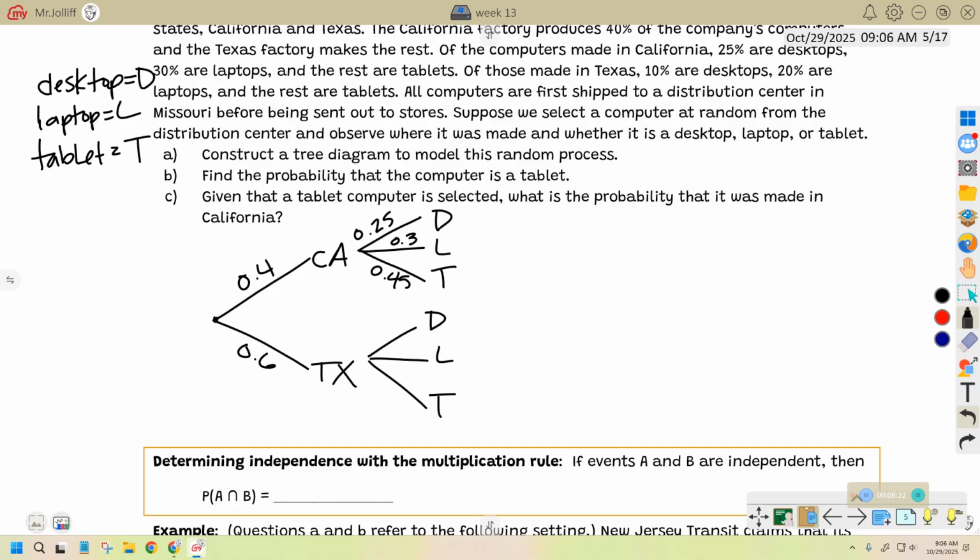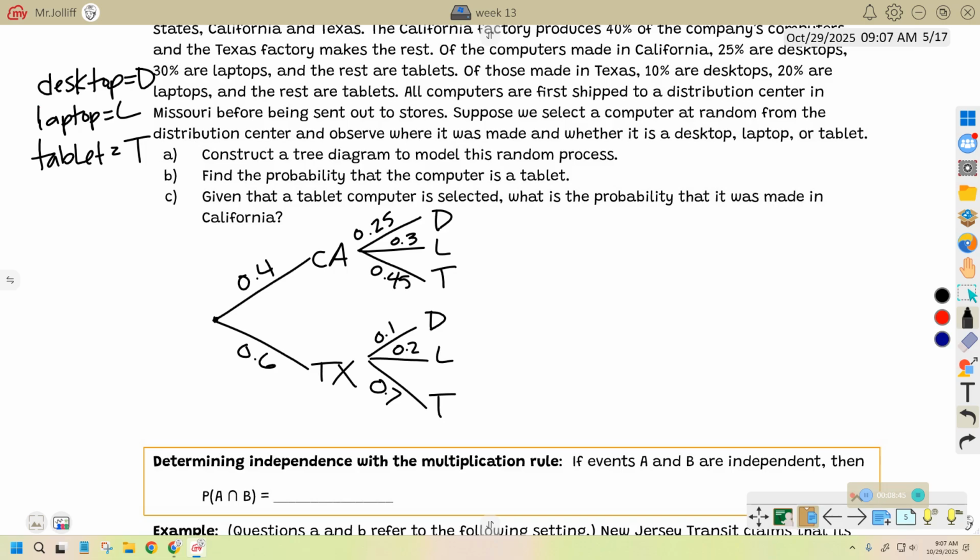Good, we repeat the process. For Texas, what percent of Texas computers are desktops? 10. 0.1. What percent are laptops? 20. 0.2. That's 30%, which means the rest is 70. Good, 0.7. Perfect.